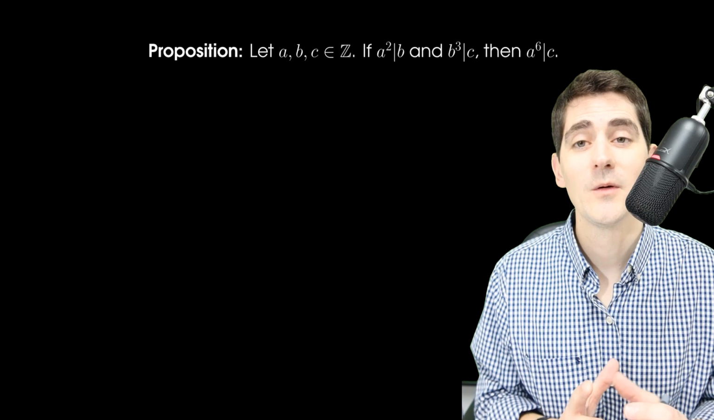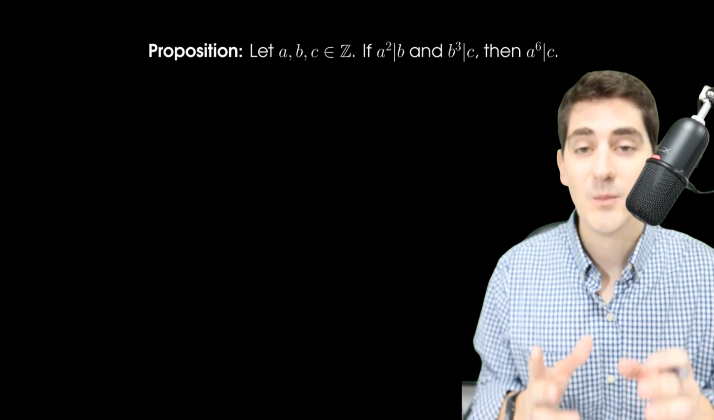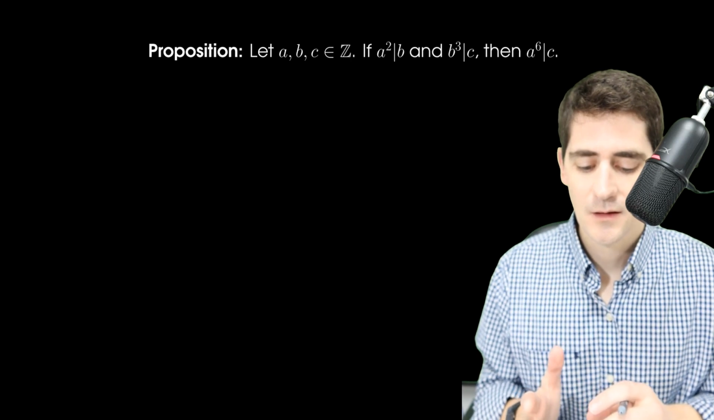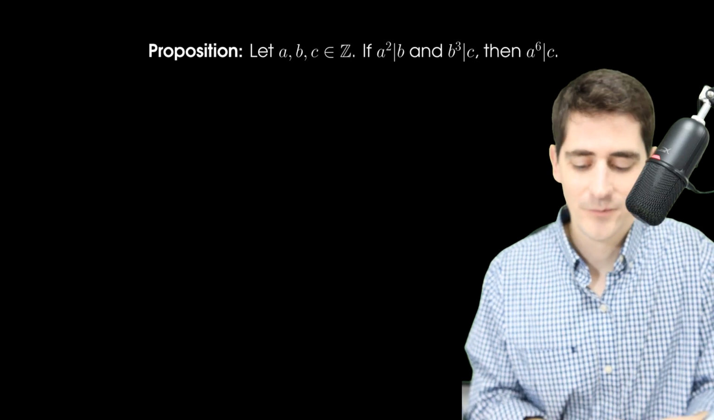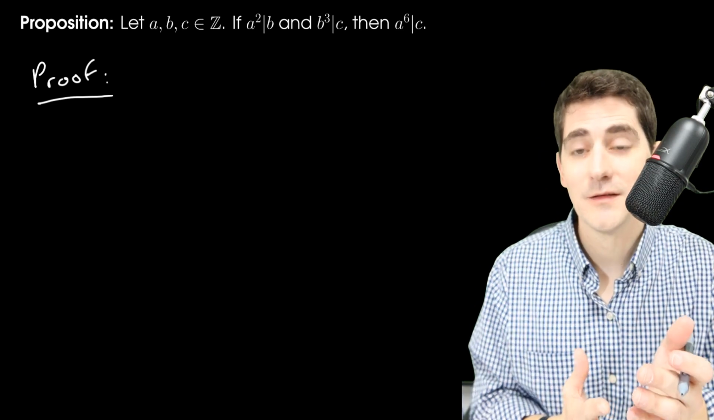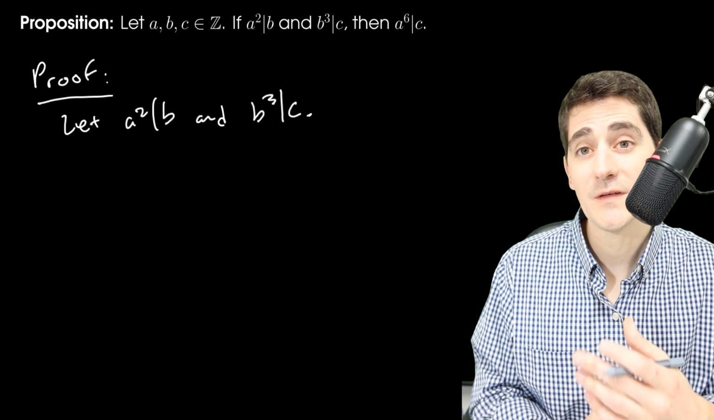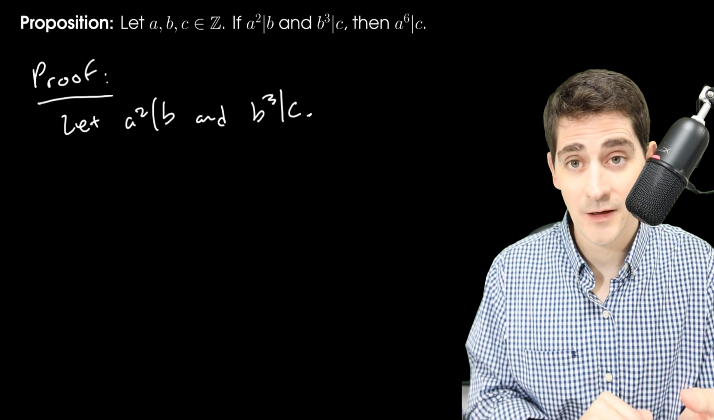Here's another one. Here we have A, B, and C are integers. A squared divides B, and B cubed divides C. I think that means that A to the 6th power divides C. Again, I get to say that A squared divides B, and B cubed divides C, right? So I'm going to start out by saying, let's just let A squared divide B, and B cubed divide C.